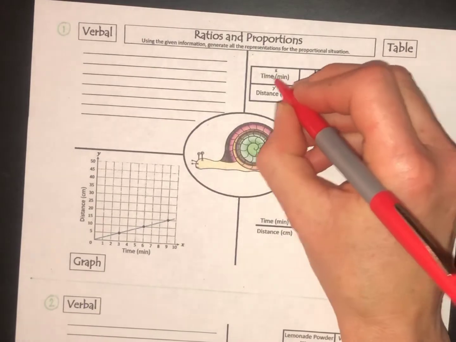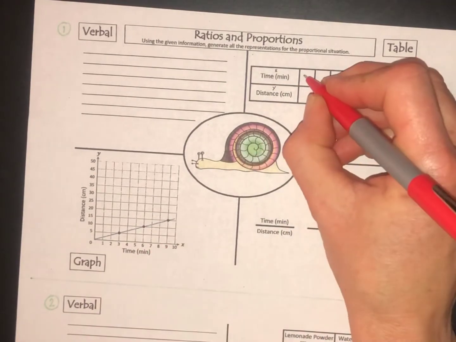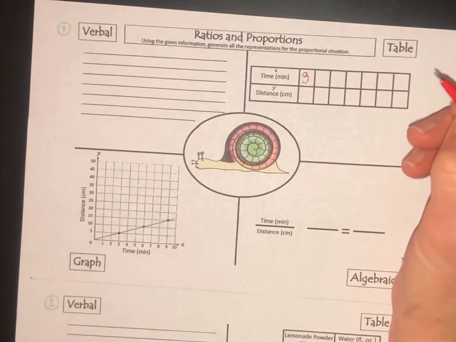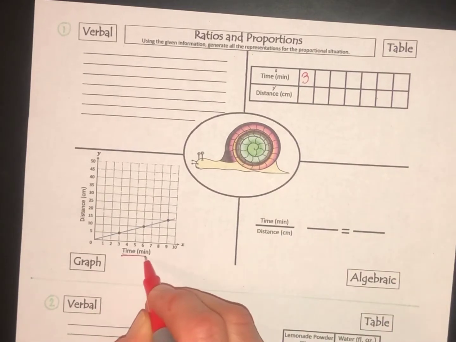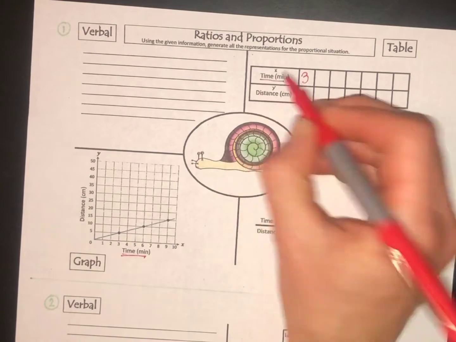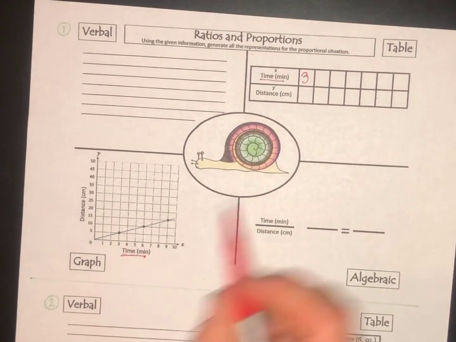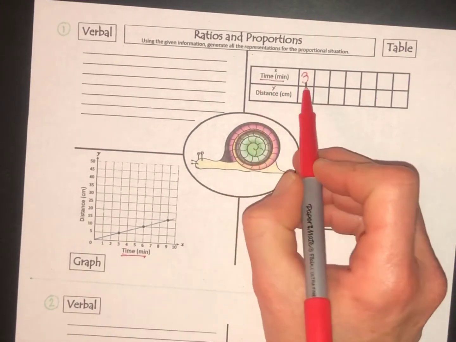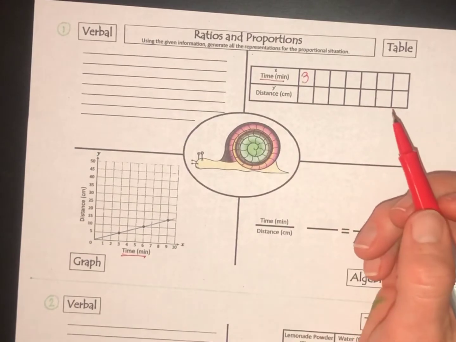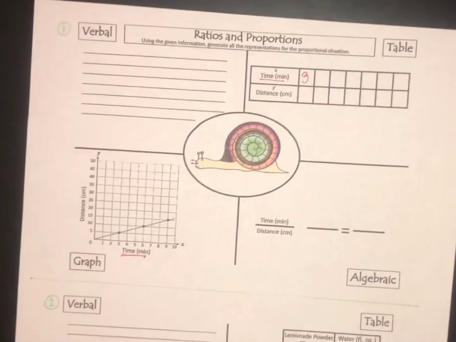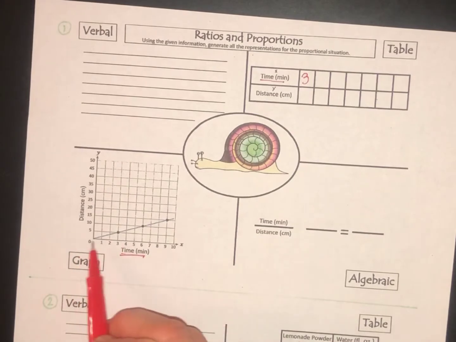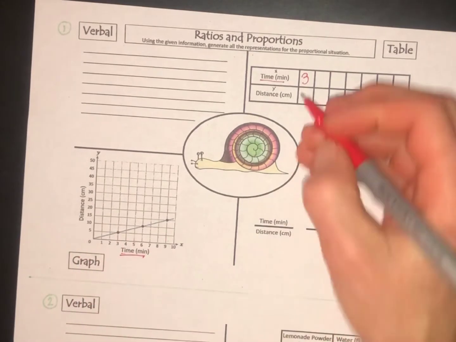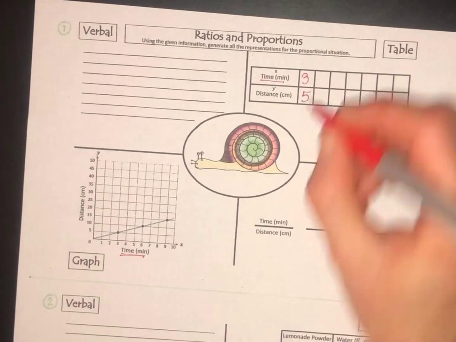I'm going to go up here. X time is 3. I'm going to make sure I'm putting my numbers in the right place. Down here says time, and right here says time. So where it says 3 minutes, I'm going to make sure I put the 3 with the minutes. That's the most common mistake, and it's really important that you can make that distinction. You've just got to read your labels. Distance for 3 minutes is 5 centimeters. I'm going to write all of these in.